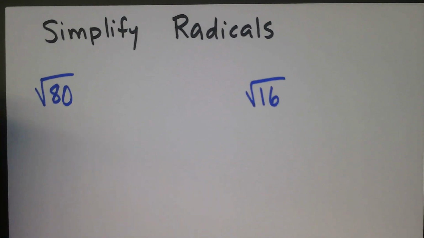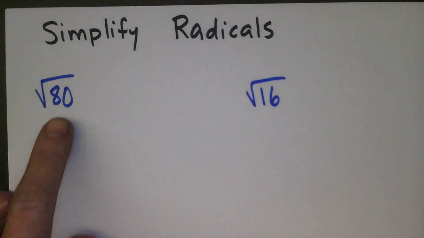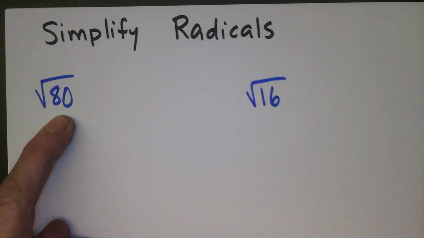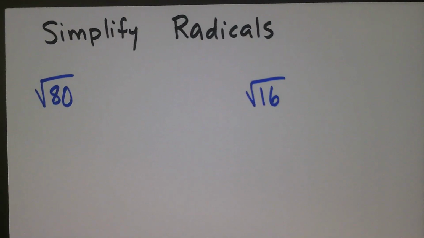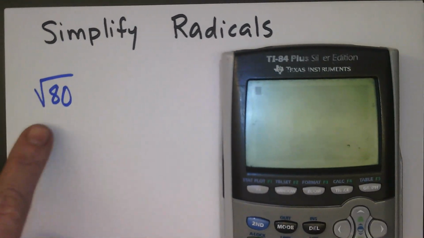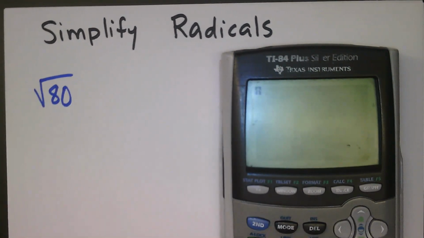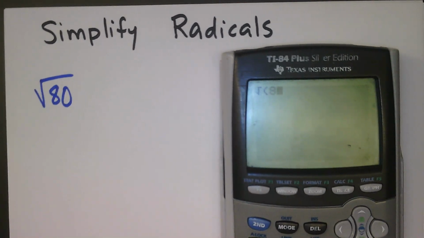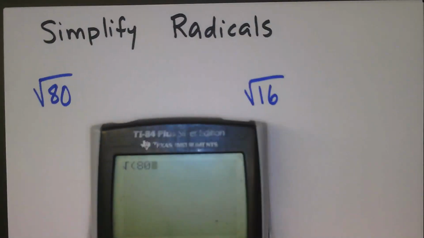All right, we are looking at simplifying radicals, in this case, square roots. So the idea is that we want to, if possible, pull out a perfect square and get this down to a whole number. More than likely, most of them won't happen. So we can sort of see what the approximate square root is here to begin with by just typing into our calculator square root of 80. So put that somewhere where we can read it a little bit better.